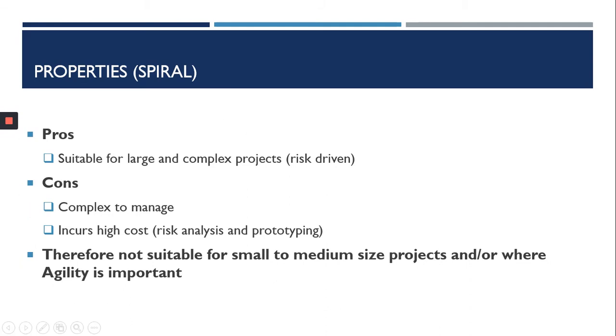So, despite our model, explicit recognition dun sa mga risks makes it suitable for large and complex projects. So, doon siya maganda gamitin for large and complex projects. Spiral along with RUP. Yung RUP, di-discuss natin yan on the other lesson videos. RUP and spiral are the only models to have such explicit risk recognition. Kaya, yun yung ginagamit.